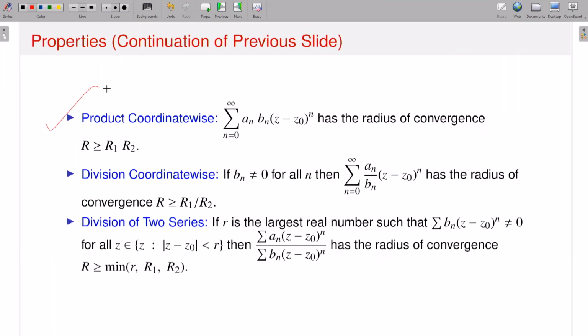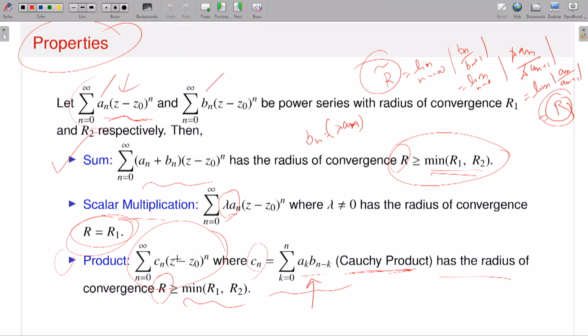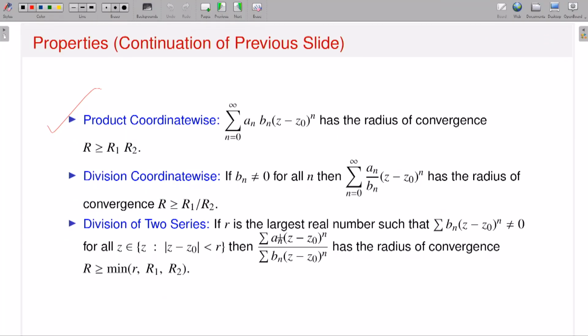Product, just pointwise product, right? This is called the Cauchy product. That means out of two power series, we will have the sum over c_n (z minus z naught) to the power n, where c_n has this kind of formula. But if I just take a pointwise product, that means I have a_n, I have b_n, and I am considering a new series which is a_n times b_n (z minus z naught)^n, then it also has a radius of convergence R, which is greater or equal to R1 times R2. So this you should prove.